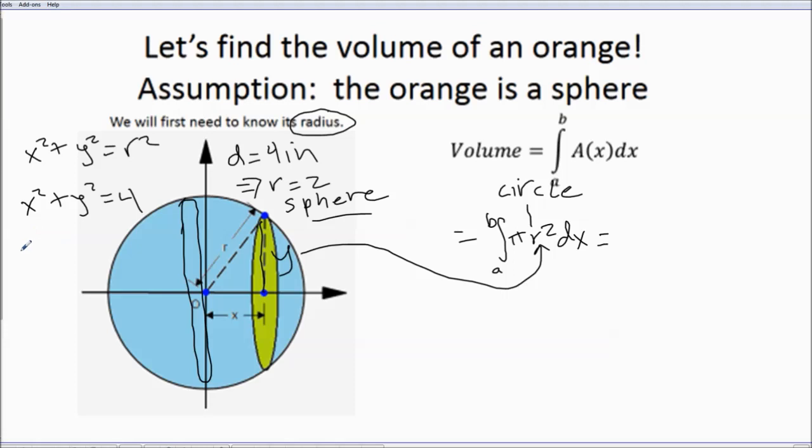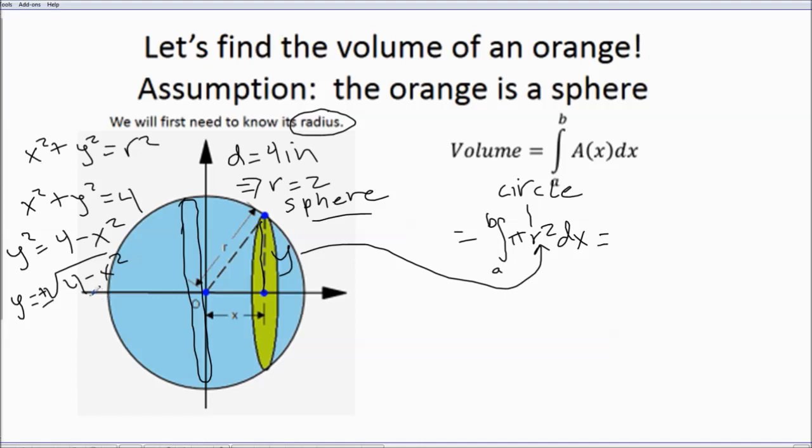So let's solve that, because I'm going to do that in 2 steps. So I'm going to get y squared equals 4 minus x squared, and then I'm going to take a square root of both sides, and I'm going to get y equals the square root of 4 minus x squared, and that's plus or minus. Now here's the deal. That plus is the top side of the circle. The minus is the bottom side of the circle. Notice that's all negative y values.